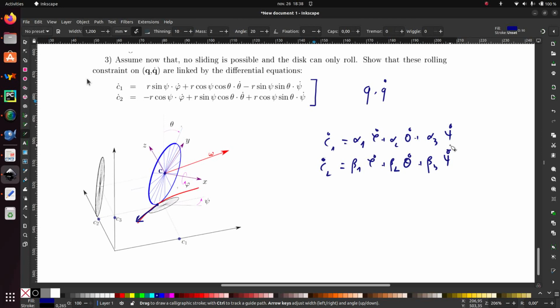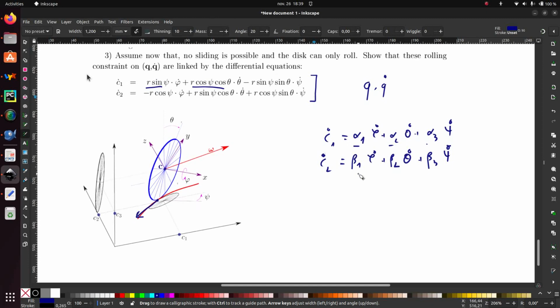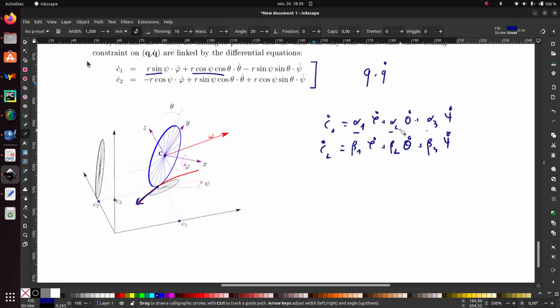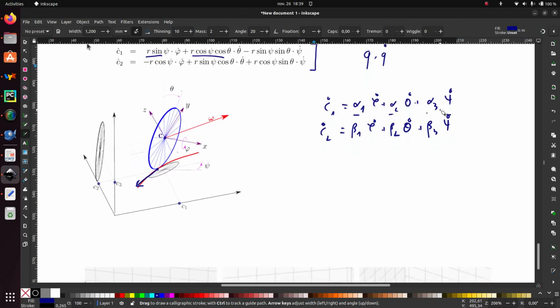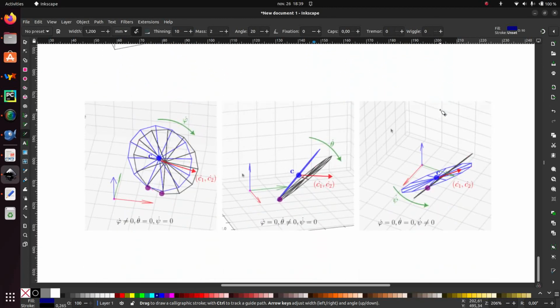So now I need to find the expression for this, this, and this, and I will see that they are given by this, this, and so on. So how to obtain this? I will consider different situations where all angles are static except one of them. So first, only phi is changing, after only theta, and after only psi. So for this, I will generate three situations. In the first one, I take this one equals 0, this one equals 0, and this one is changing, only phi.